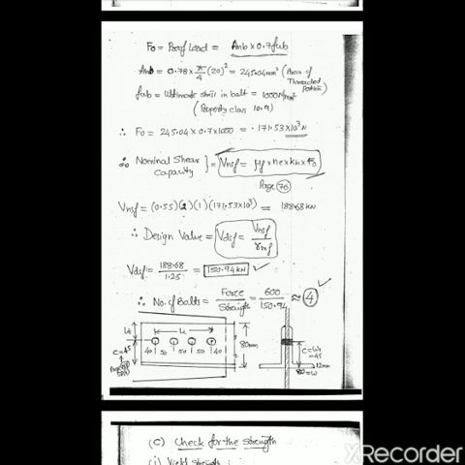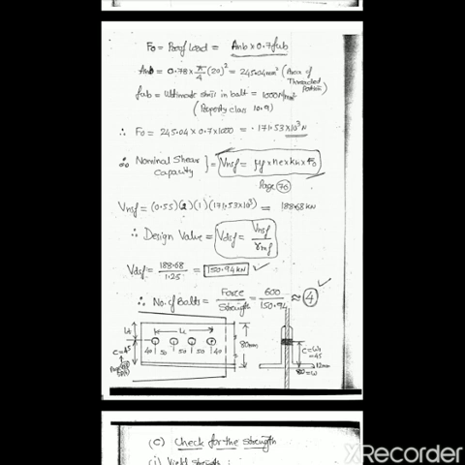After calculating the VDSF value, now we need to calculate the number of bolts required for the connection, right? Number of bolts equals force divided by strength of the bolt. The factored load is how much? 600 kilonewton. Dividing by the strength of the bolt, 150.94, you will get approximately 4 bolts.